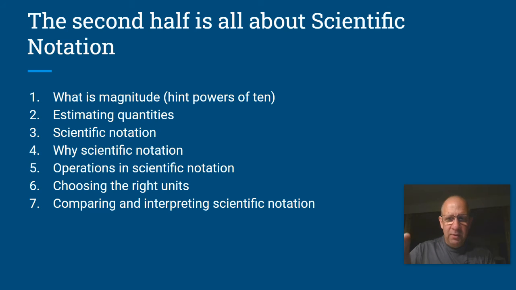We're going to use that to estimate really big numbers or really small numbers. Then we're going to talk about how scientific notation does that for us and why we use scientific notation. And then we're going to talk about how you can add, subtract, multiply, and divide using scientific notation, because it is the same thing, but it's just a little bit easier. And then we're going to talk about how to lay out your scientific notation the correct way. And then we're going to compare and interpret different numbers that have scientific notation.